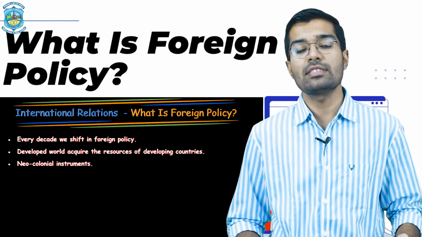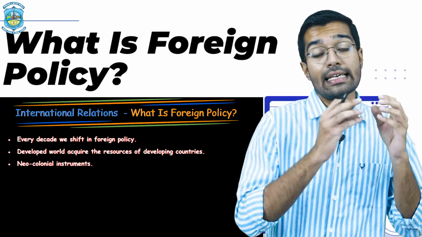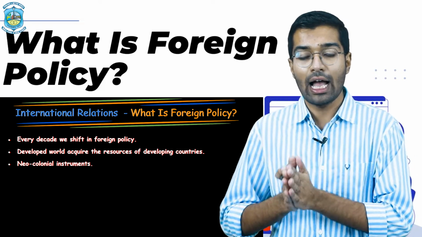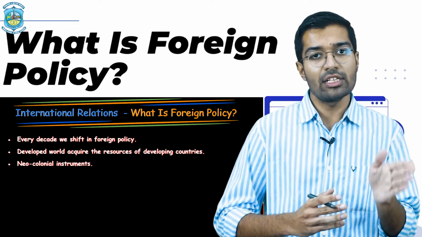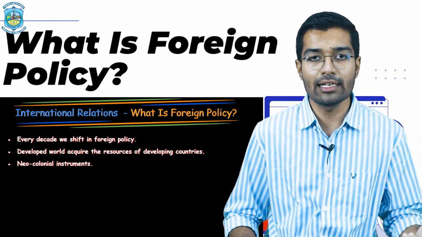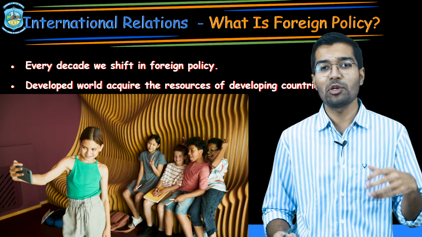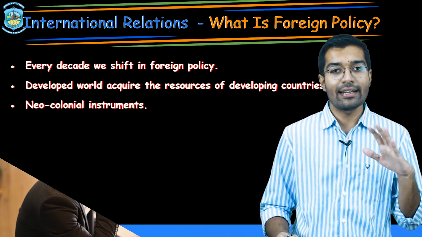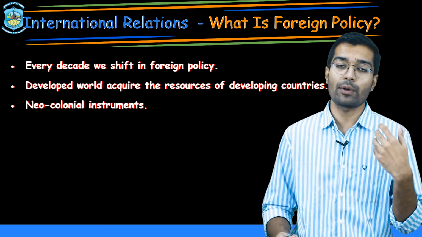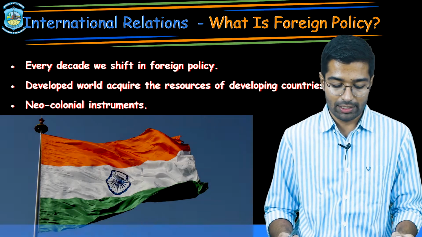Now every decade we see a shift in foreign policy, like the foreign policy of India in 1950 is completely different from the foreign policy of India in 2022. So we see a change in foreign policy with the change of government, or with the change of years. Take an example: when you were at the age of 12, you had different goals. Now you have different goals because we set our priorities, we change our goals. At the same time, the country also changes its priorities and its goals. So every decade we see a shift in foreign policy.